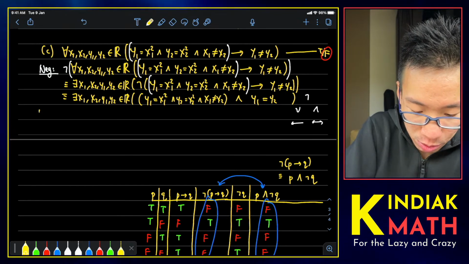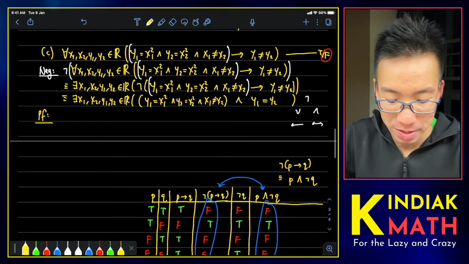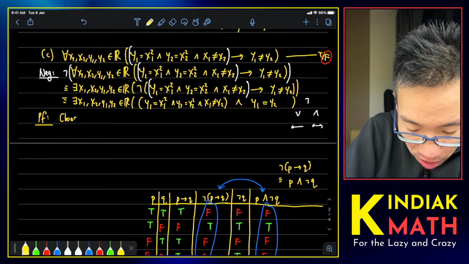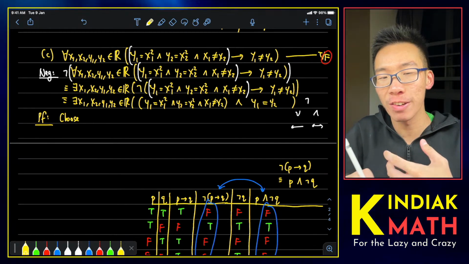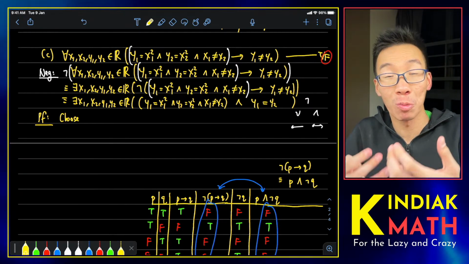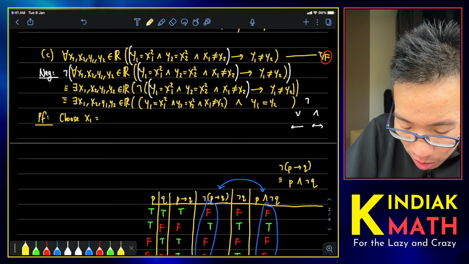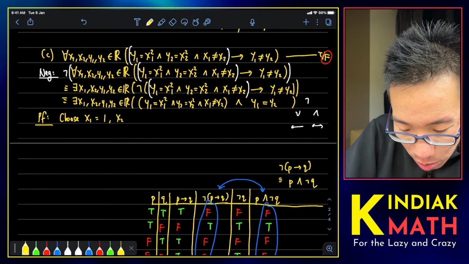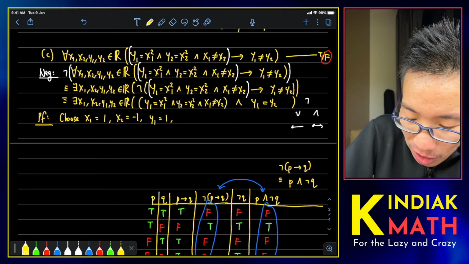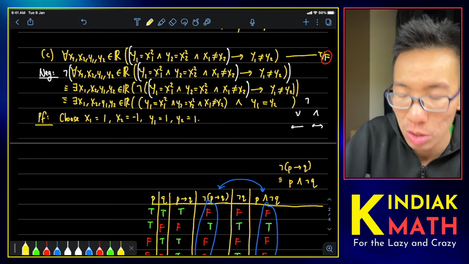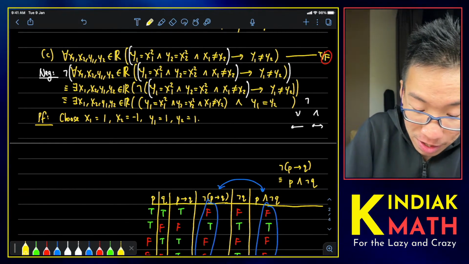And let's prove our assertion. We're going to choose two inputs, right? Because there exists requires us to choose. If we're trying to prove a there exists statement, we need to come up with the witness. So choose x1 equals 1, x2 equals -1, y1 equals 1, and y2 equals 1. What does that give us?